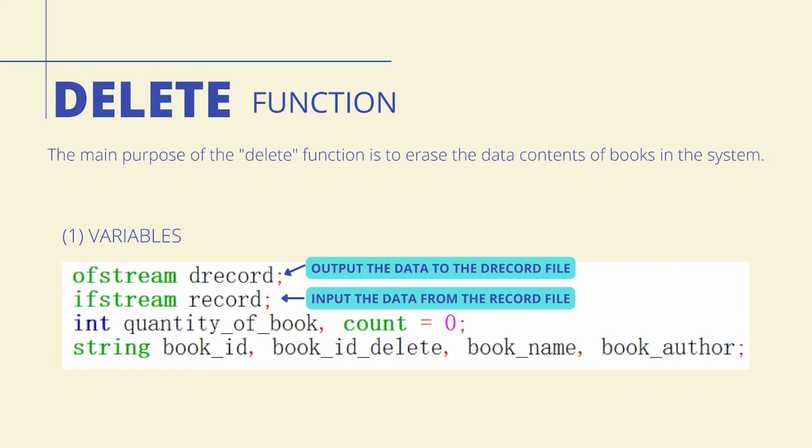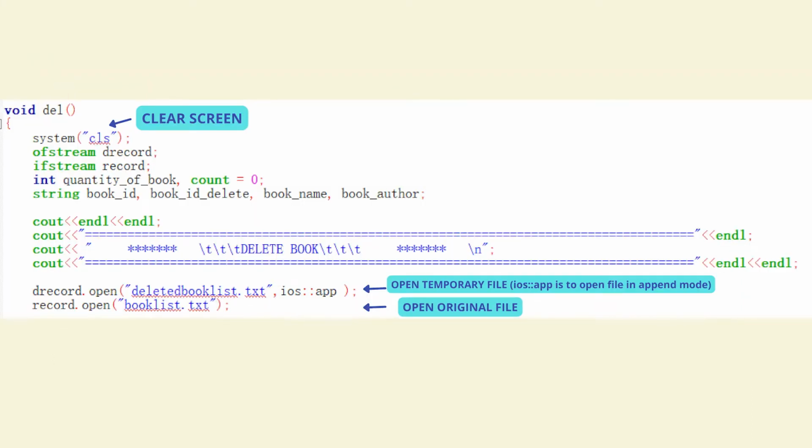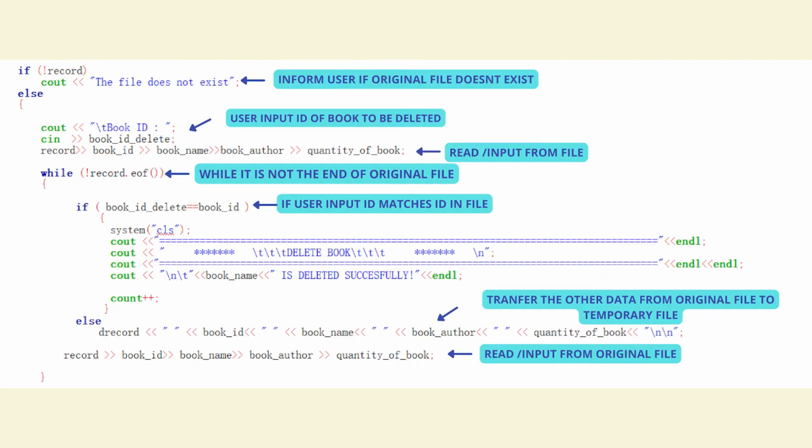Now I am going to present the delete function. Firstly, the program will open two files. One is the temporary output file, deleted book list test, and the other is the original data file, book list test. Then the program will ask for the ID of the book the user wants to delete, and it will read through the data file line by line.